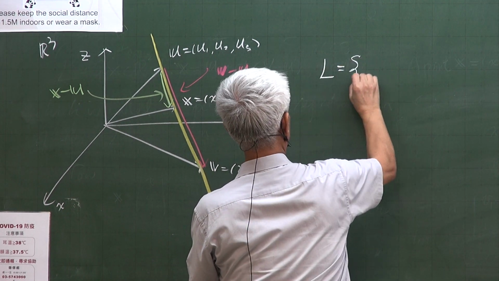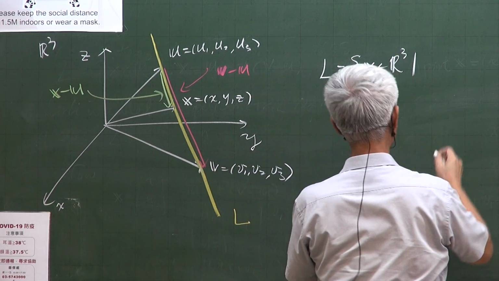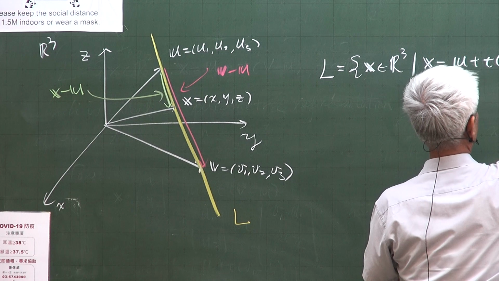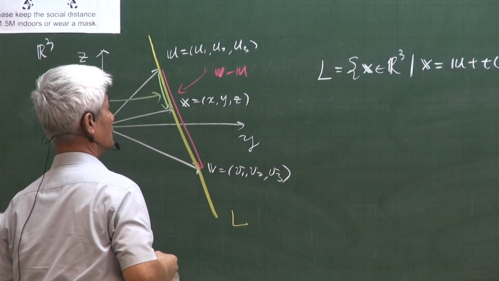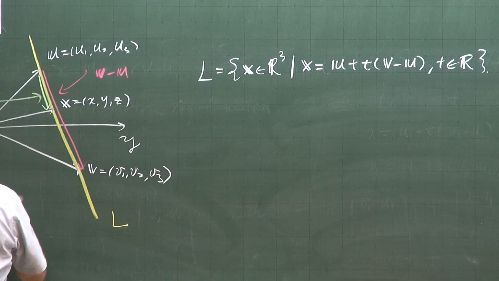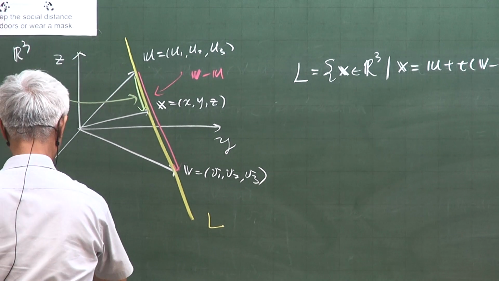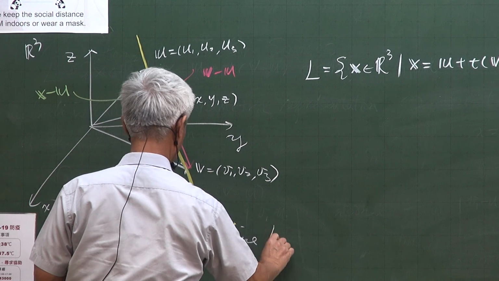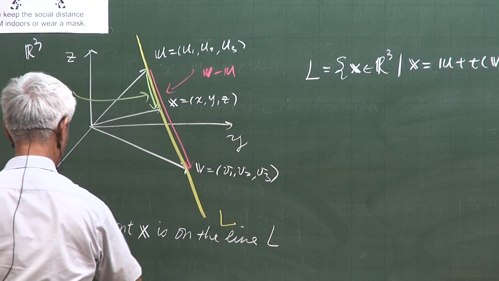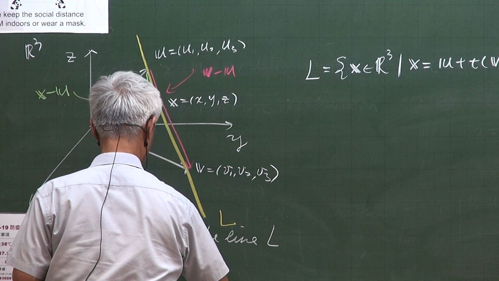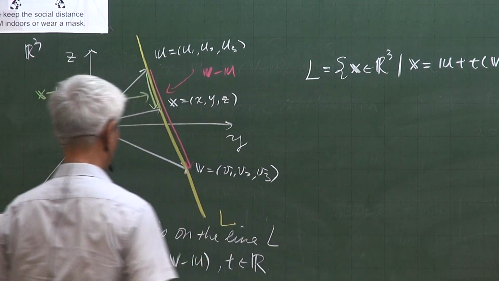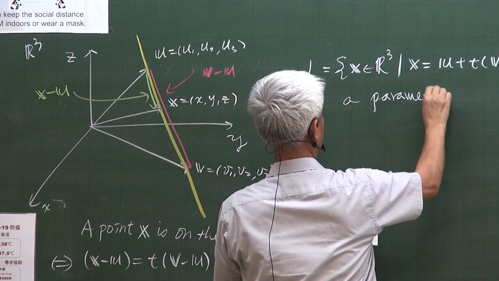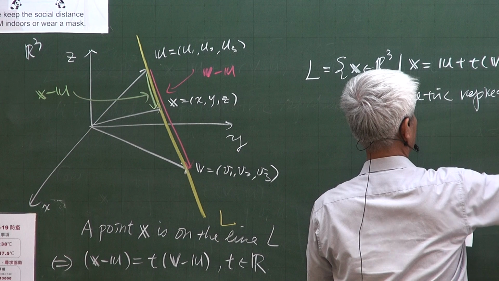All right, so the line will be, just write it down quickly, U plus P again. So maybe I write here: a point X is on the line L if and only if X minus U equals P times V minus U for some P in R. Okay, and then we have a parametric representation of L.